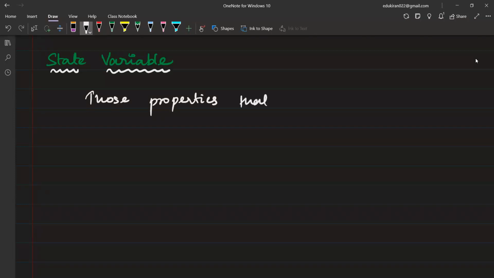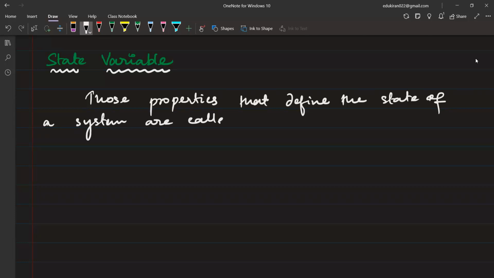Properties that define the state of a system are called state variables. All of you understood this? Yes or no? Please tell me.